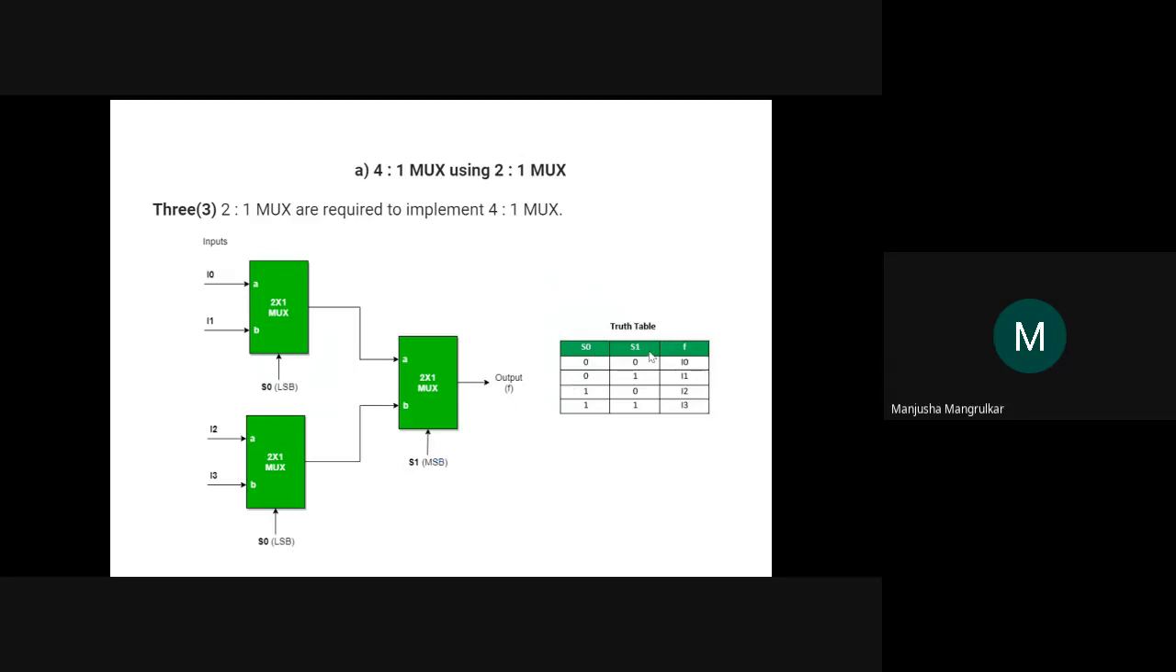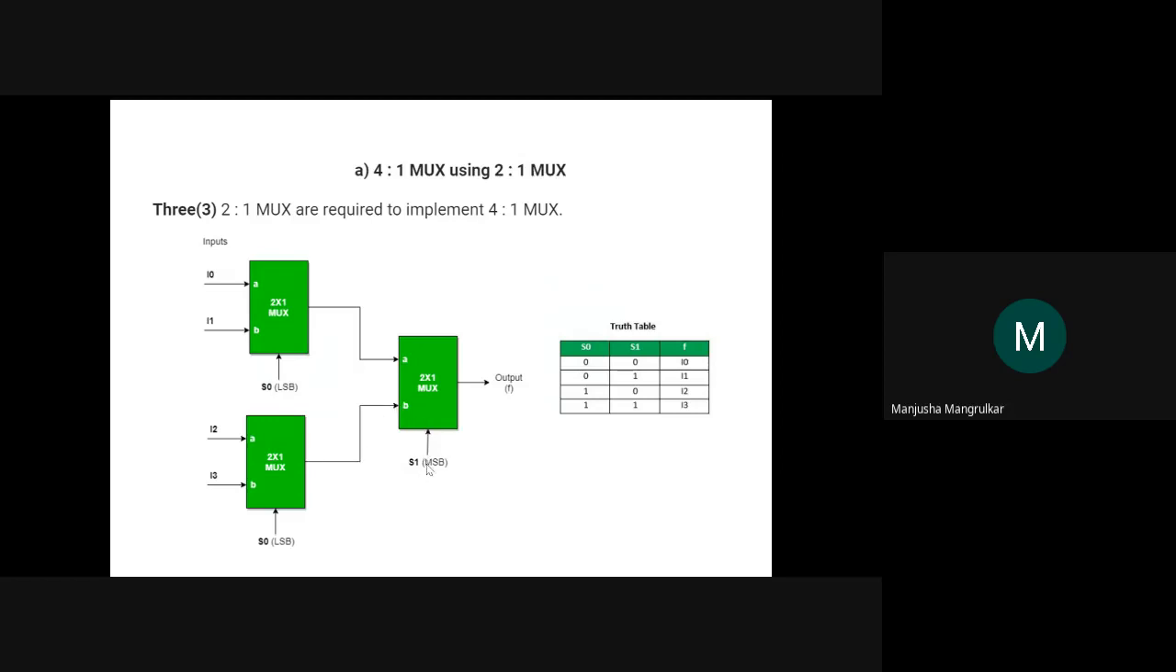Now S0, S1. So both S0 are 0, so both take the data of A, whether it is 0 or 1. So for the 0 data, the 0 data will come. S equal to 0 means whatever the data of A, that is I0, will come here. Now the second S0 is 0, so this is also the 0 data, and I2 data comes over here.